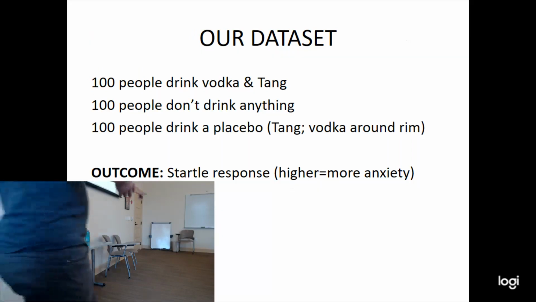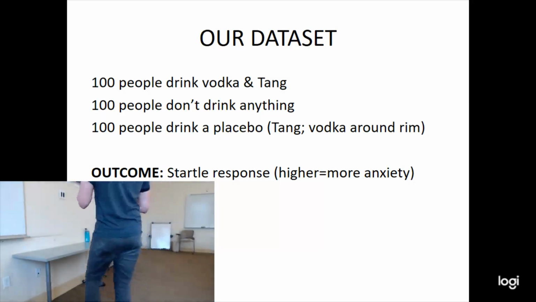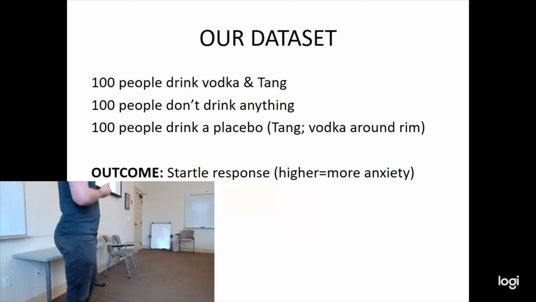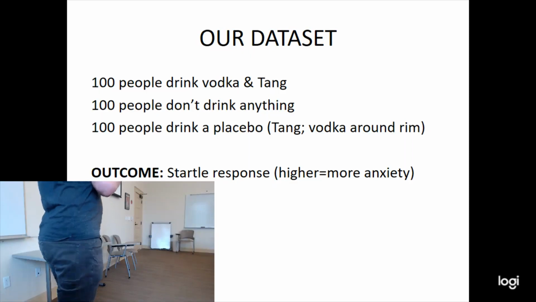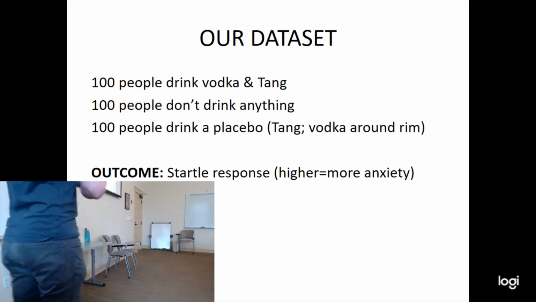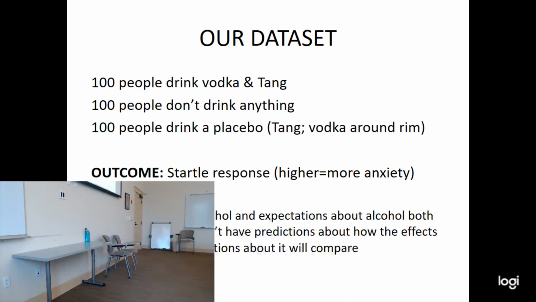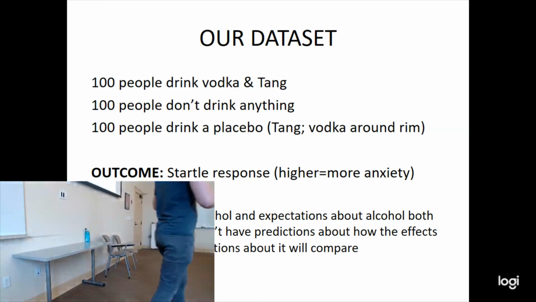So I'm still going to continue on with the same research scenario, looking at drinking and anxiety. And actually, we've got a similar design as when we were looking at the custom contrasts. So we're getting 1/3 of the people drunk on vodka and Tang, 1/3 of the people are not drinking anything, and 1/3 of the people are drinking a placebo. We're still looking at startle response as a measure of anxiety. But our hypothesis is different. So this is the planned part.